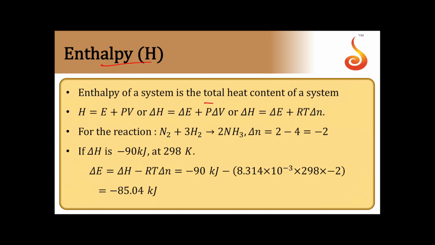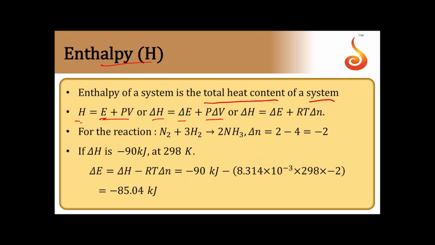Enthalpy of a system is the total heat content of the system. The total heat content of the system is the enthalpy and is given by enthalpy H is equal to E plus PV. When you take the difference, delta H is equal to delta E plus P delta V.